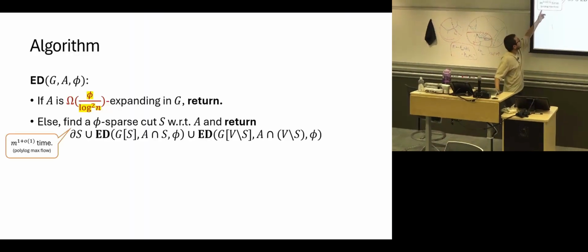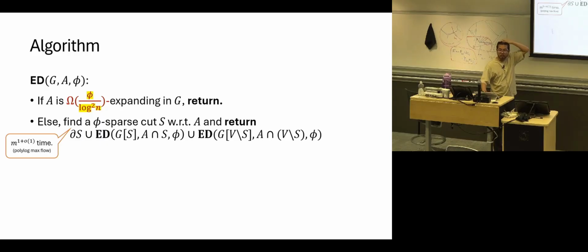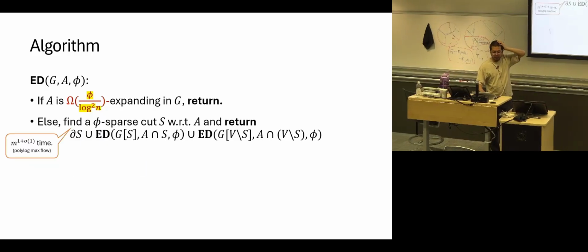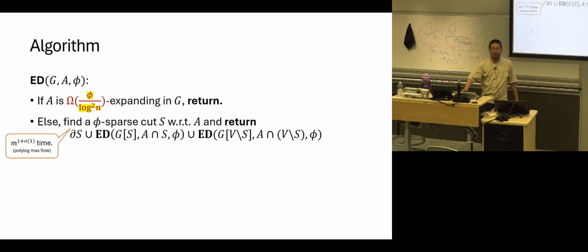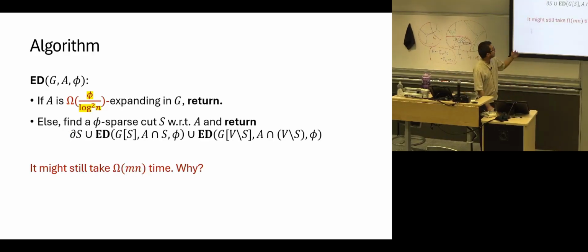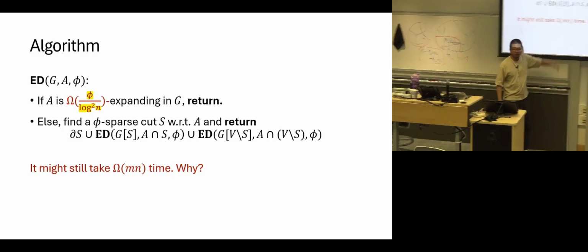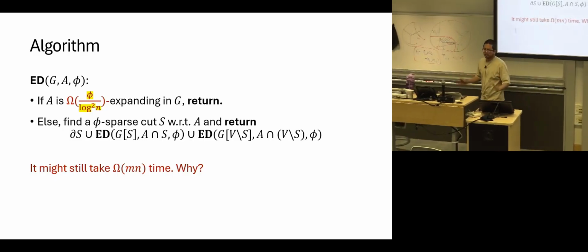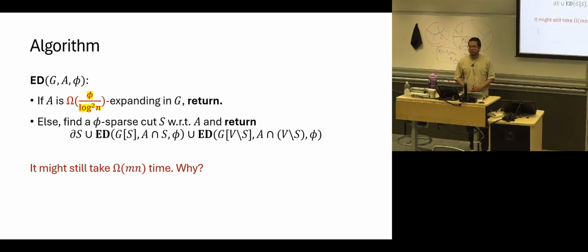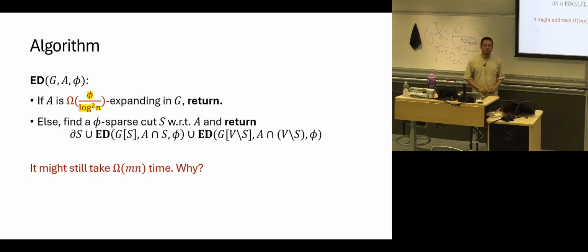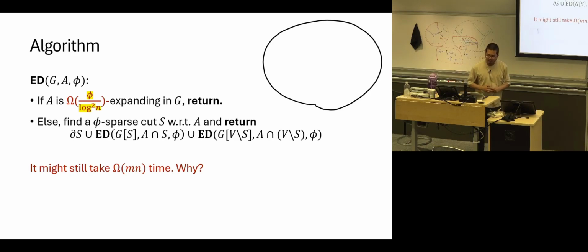This is fast. You can just use polylog min-max flow. But even if this thing is fast, the whole recursion might still be slow. The whole thing might still take at least mn time. Do you see why that can be the case? What's wrong is that the cut that we find might be tiny.